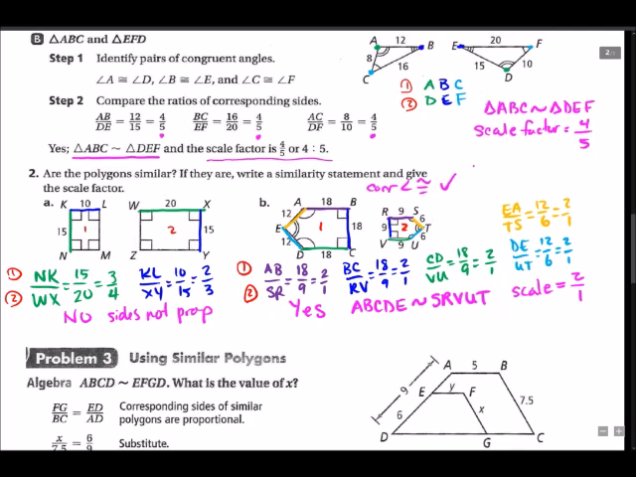So on the first one I went A, B, C, D, E, and our angles told us that that would be S, R, V, U, T. And I compared my sides, and look, I got a 2 to 1 ratio on every one of them. So my angles are congruent, my sides are proportional, so yes. And now all I have to do is write my similarity statement, which is the order that I determined with the angles, and then my scale factor is the ratio of my sides, 2 to 1.